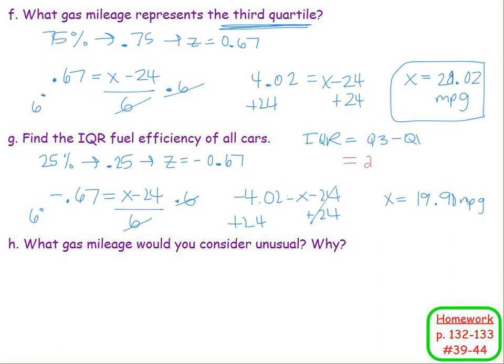So now all we have to do is the actual math that this question asked. Q3 was the 28.02 from above minus Q1 is the 19.98 that I just found. My 8s don't write very well. There we go. And so the IQR for this whole problem, if you subtract those two numbers, is 8.04 miles per gallon.